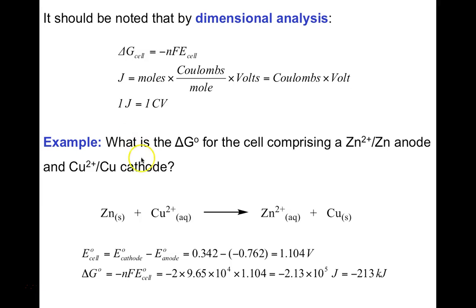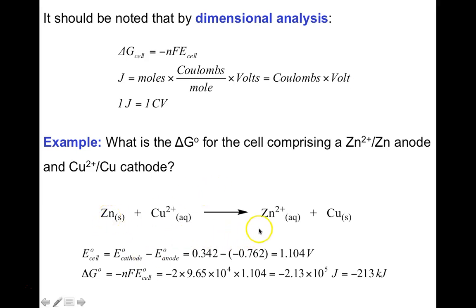So a typical question might ask you to calculate delta G naught for a given cell. Our strategy here is going to be to identify the number of electrons that are transferred and identify the cell potential of our cell. This is asking for the standard Gibbs free energy change, so we can use standard reduction potentials to calculate the standard cell potential of our cell.